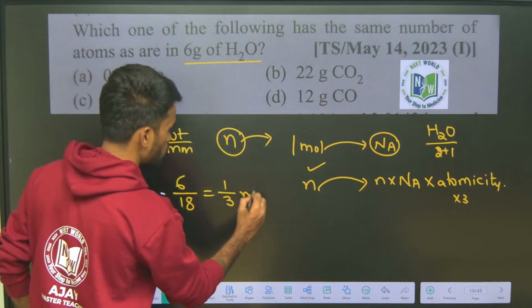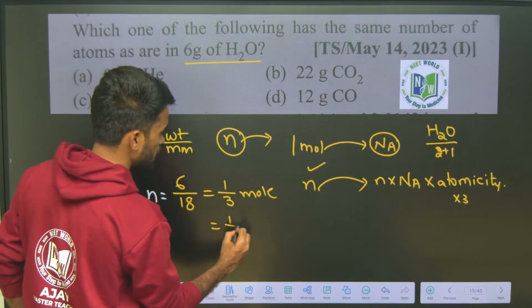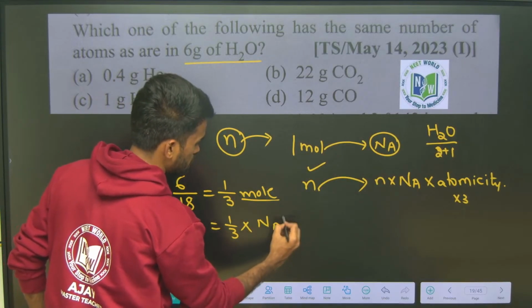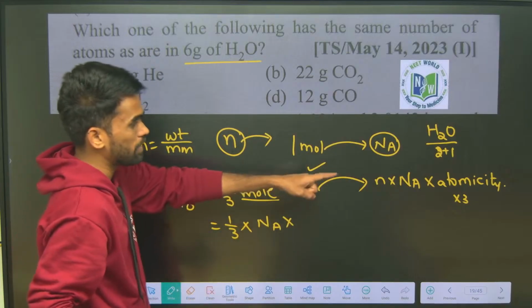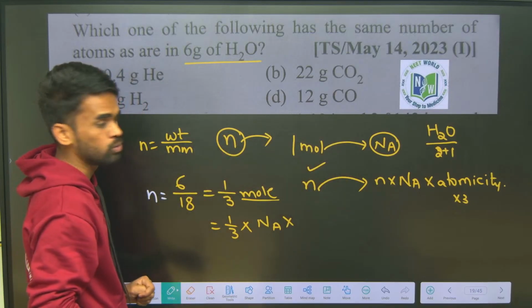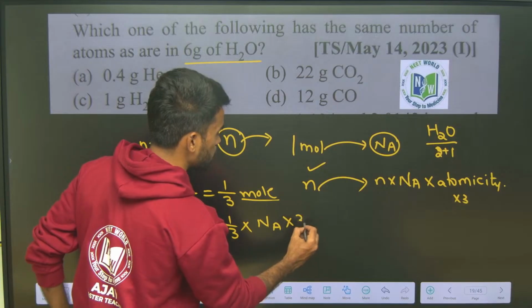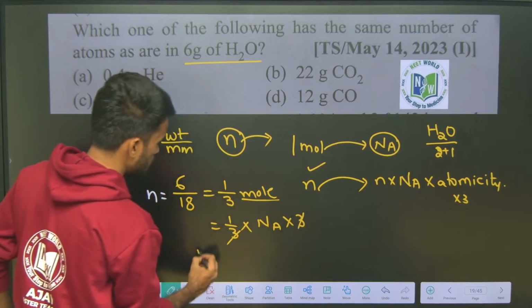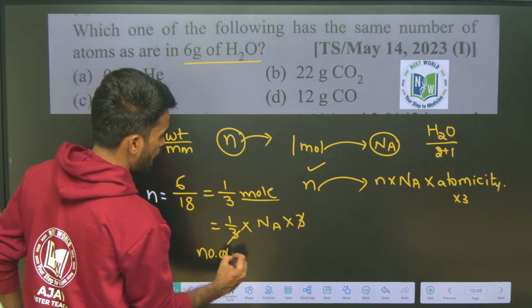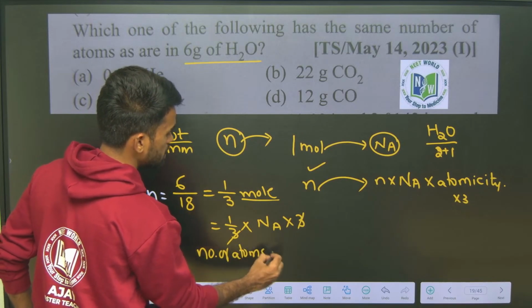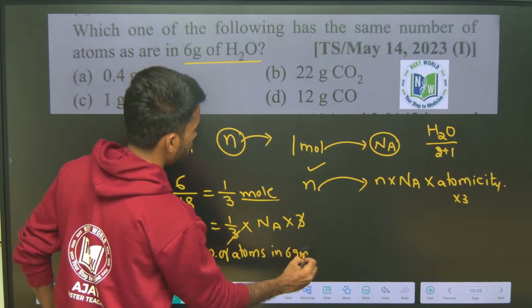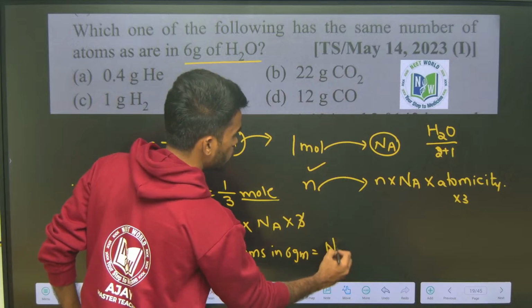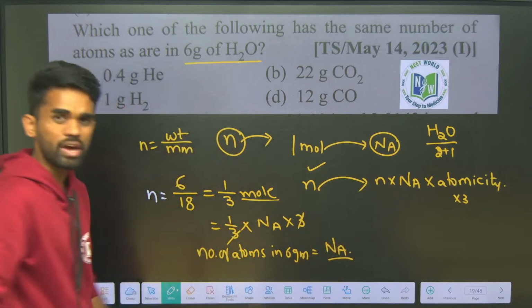So 1/3 moles, I can write 1/3 into Avogadro number, since 1 mole of any substance contains Avogadro number of molecules, multiplied with the atomicity of water, which I told you is 3, because they are asking number of atoms here. So the total number of atoms in 6 grams of this water is Avogadro number of atoms. Hope this is clear.